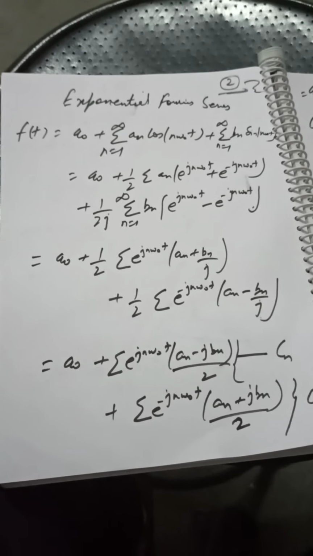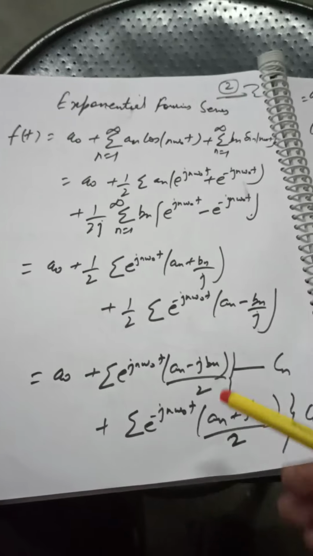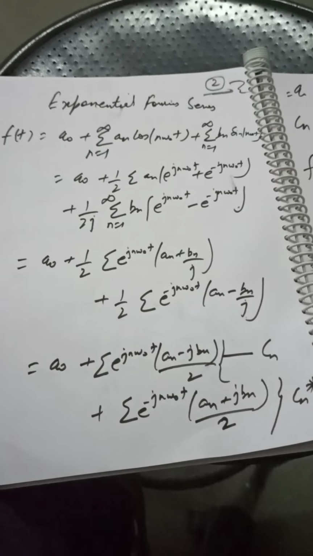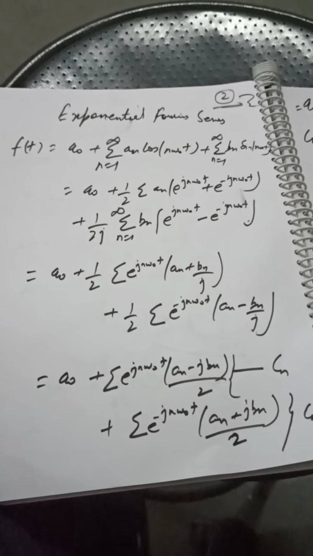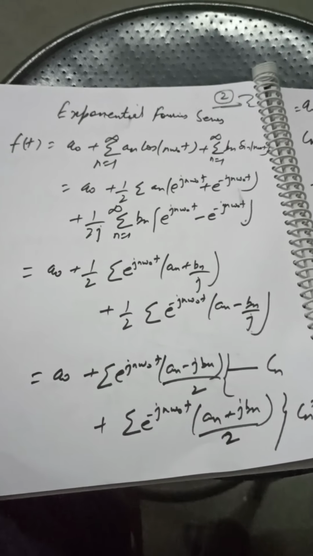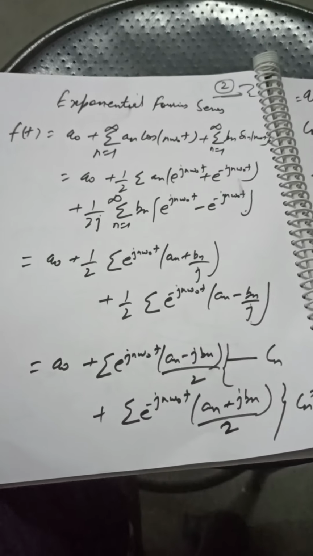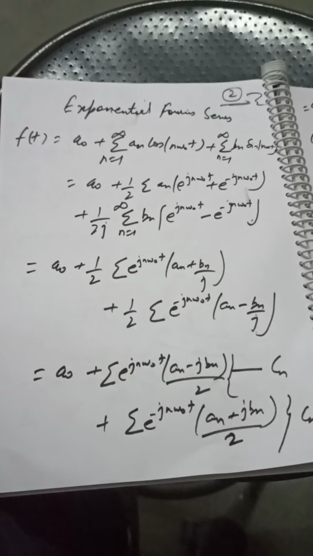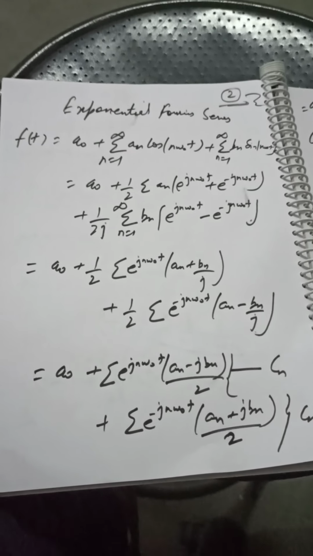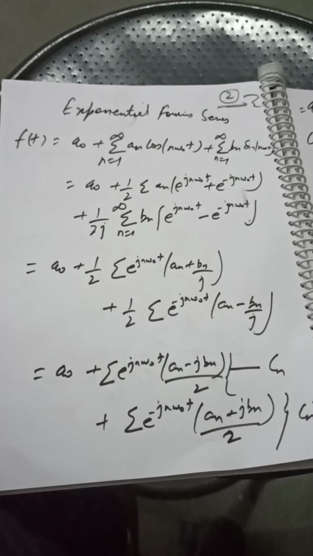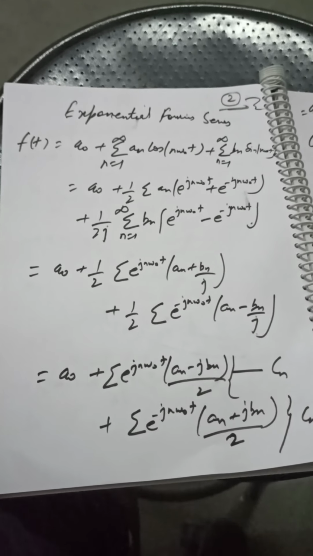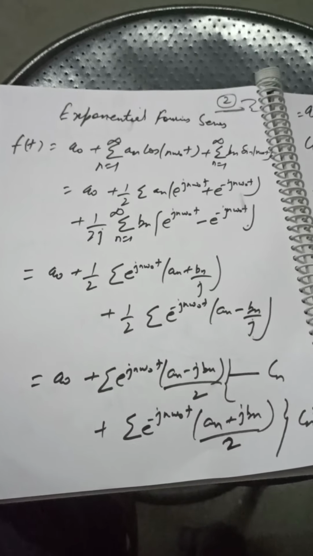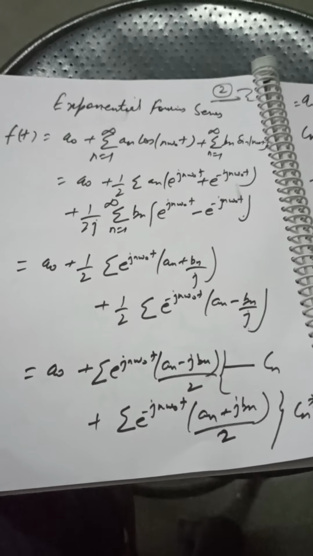So what does this term become? This is nothing but Cn. Yes, this is what Cn is defined as, the coefficient of the exponential Fourier series. So it is quite easily understood that we can arrive at the coefficient of the exponential Fourier series from the trigonometric Fourier series.